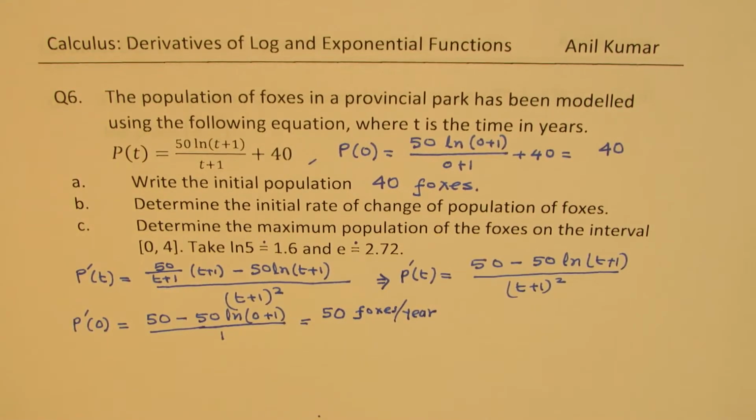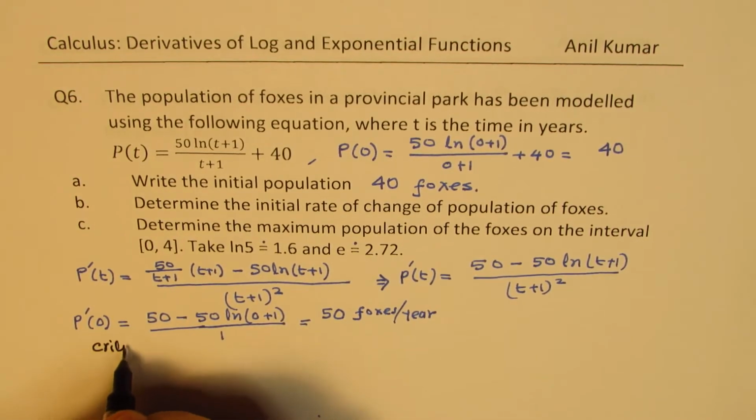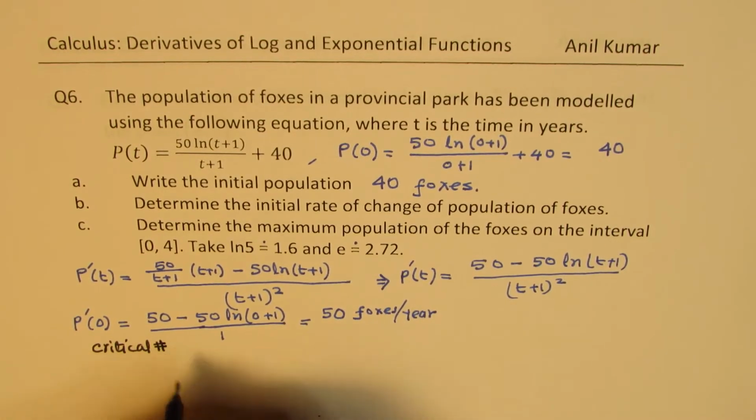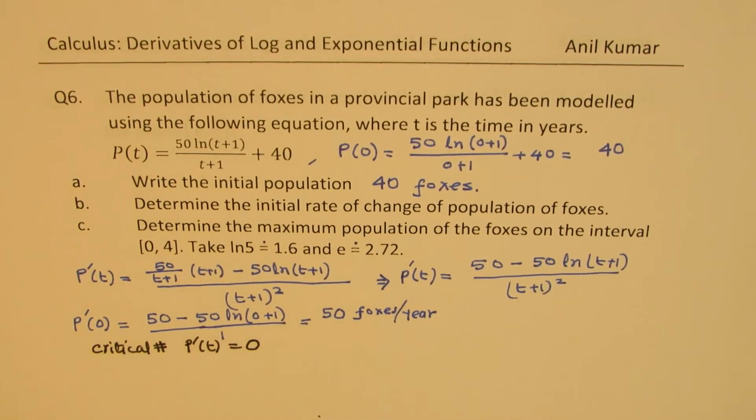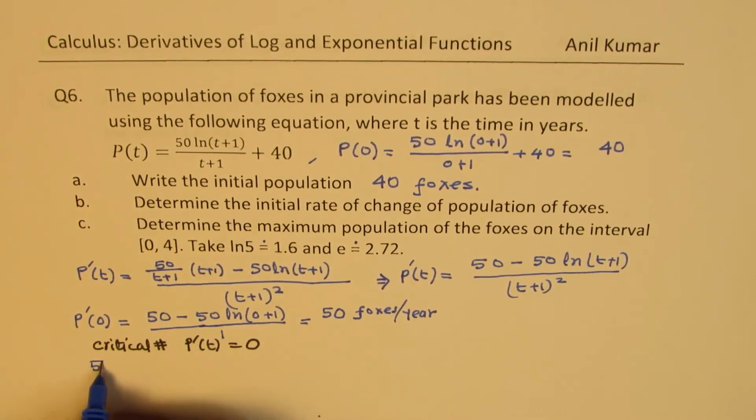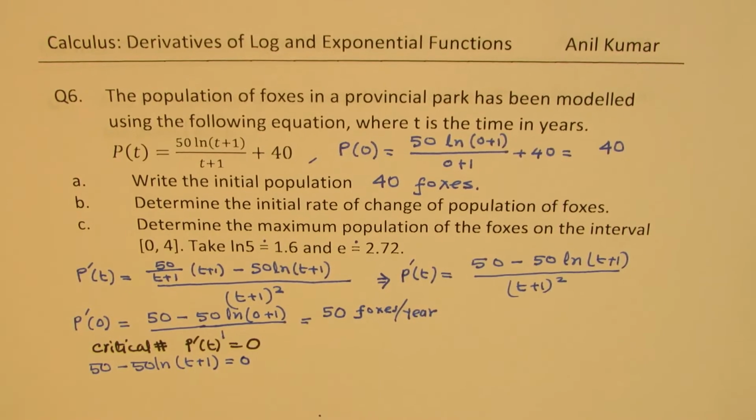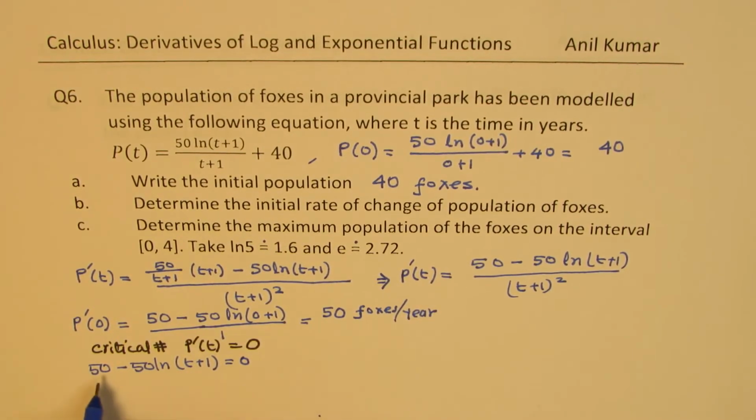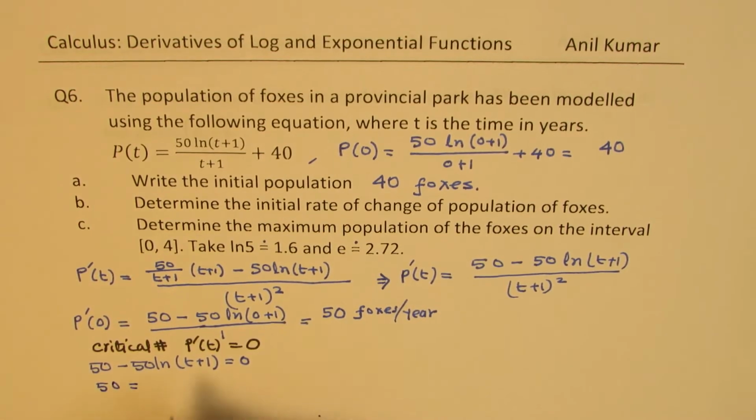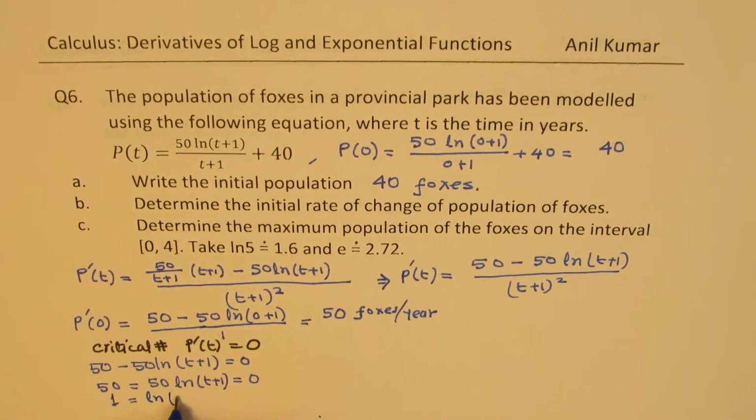Now, part C is determine the maximum population of foxes on the interval 0 to 4. So that means we need to find a critical number, right? So let's find a critical number here. That is, we're looking for the derivative to be equal to 0. Now derivative is 0 when the numerator is 0, correct? So let's equate 50 minus 50 ln(t plus 1) equals 0. So we can take 50 on this side. So we have 50 equals 50 ln(t plus 1). And that means 1 equals ln(t plus 1).